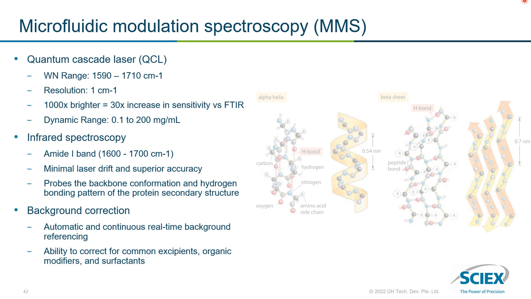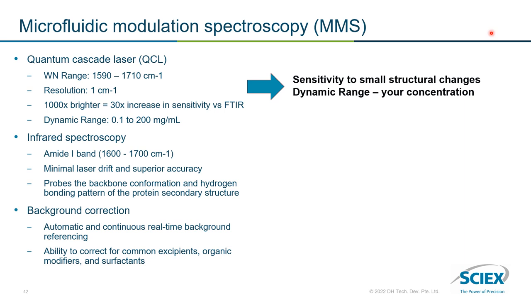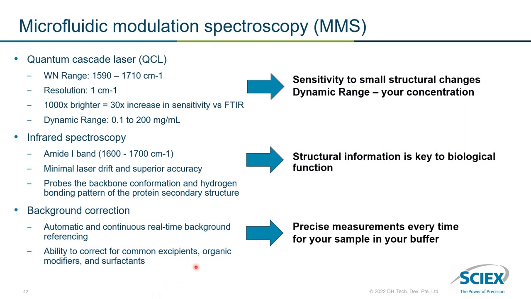On the left are some examples of the specifications of the Apollo system. Instead of dwelling on the specs, I'll focus on the benefits that these specifications provide to researchers. MMS is a laser-based technique, and the quantum cascade laser gives us the ability to measure very small structural changes, which can be the earliest indications of aggregation or other structural perturbations. Additionally, the QCL is what allows us to go down to 0.1 mg per mL concentrations of proteins in aqueous buffer. The amide-1 region is what allows us to measure the protein's secondary structural elements. In the next slide, I'll go deeper into the referencing or background subtraction, which is what allows MMS to measure protein structure within a wide range of buffers, salts, detergents, amino acids, as well as other common and uncommon excipients.